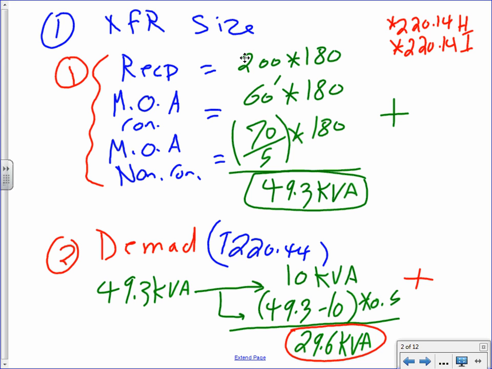277.6. If the primary or the secondary, it doesn't really matter. If the primary or the secondary is 240, what's the full load current? Thank you. If the primary or the secondary is 480, what's the full load current? 120.3. If it's 2400, 24. If the primary or the secondary is 4160, 13.9.